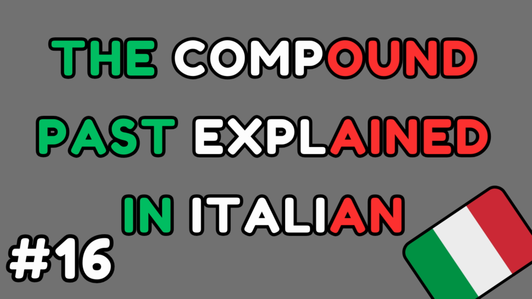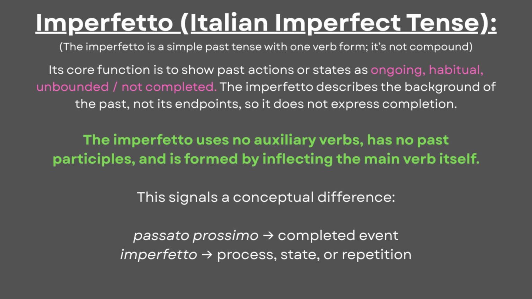In my previous video, I showed and described the compound past, which has many elements that will not be needed in the Italian imperfetto. This tense is not compound and uses one verb form with no auxiliaries, past participles, or agreements, which means that it's formed by inflecting the main verb itself.